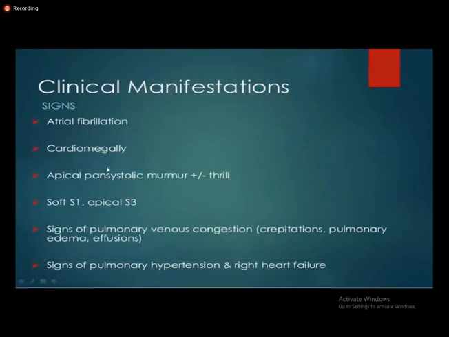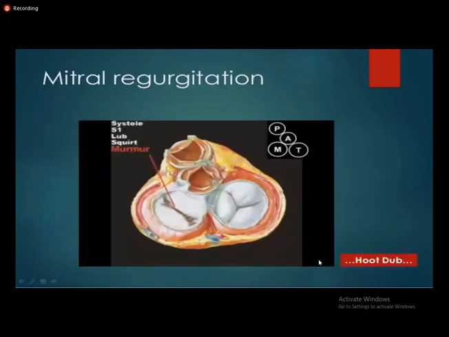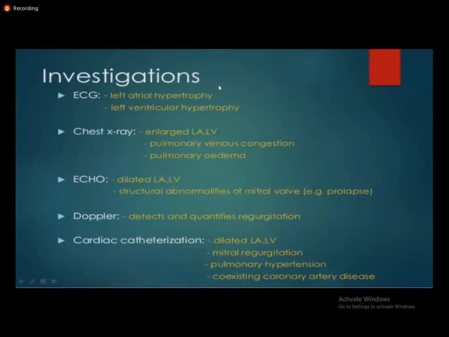Most important is the apical pansystolic murmur, which may or may not be associated with a thrill, occurs at the apex, and radiates towards the axilla. Signs of pulmonary venous congestion like crepitations, pulmonary edema, and effusions are also seen, along with signs of pulmonary hypertension and right heart failure. On ECG, left atrial hypertrophy as well as left ventricular hypertrophy is also seen.